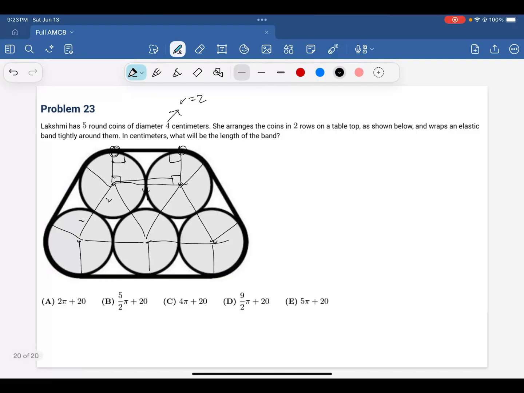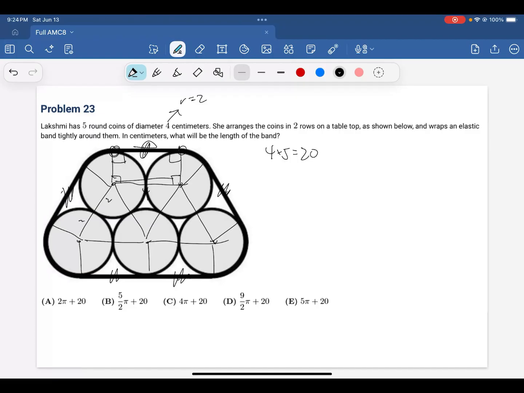So this is 4, this is 4, this is 4, this is 4, and this is 4. And these are all the straight lines contained in the rubber band. So there are 1, 2, 3, 4, 5 straight lines, which means this contributes a total of 20 centimeters. And if you look at the answer choices, each of them has a plus 20 at the end, so we can kind of tell we're in the correct direction.